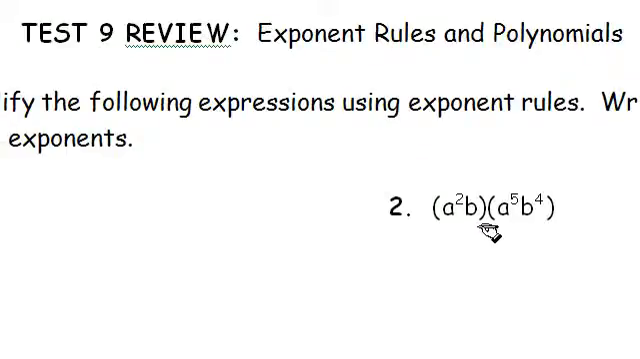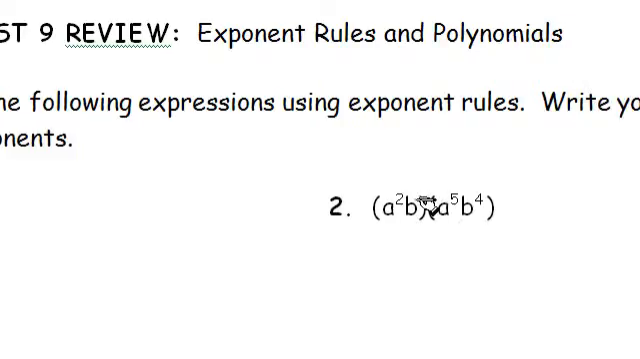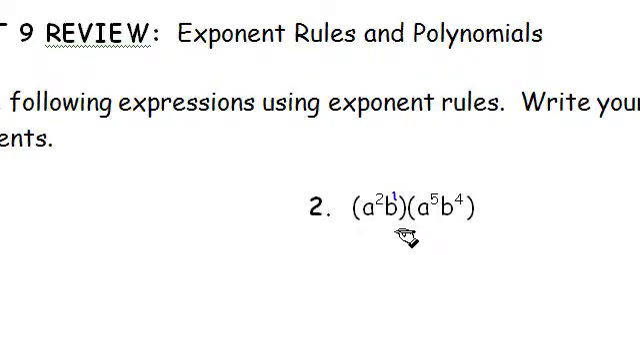Okay, again, we are multiplying. So what we want to do is multiply our like variables with each other. So a squared times a to the 5th is a to the 7th. B to the 1st times b to the 4th is b to the 5th.